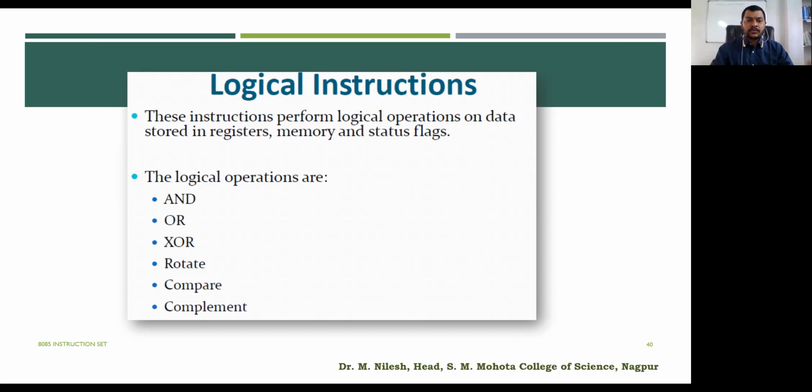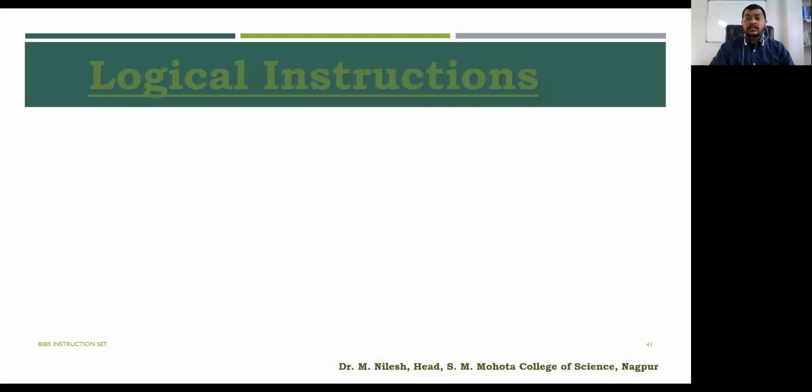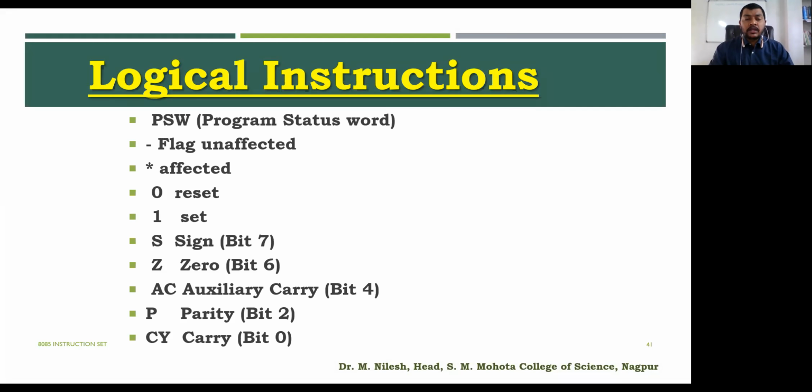So we have these sorts of logical operations like AND, OR, XOR, rotate, compare, complement. As we proceed, you will come to know what the rotate, compare, and complement instructions are. Those instructions are really useful while writing programs, right? We are going to use those instructions in that manner. Next are the logical instructions, which are very much related to the program status. What are those? Those are flags.